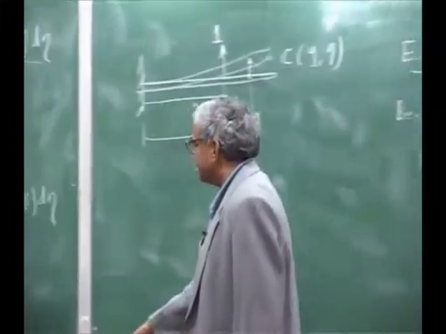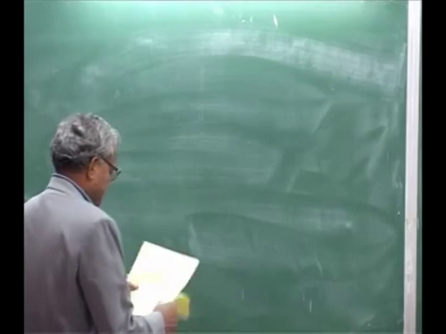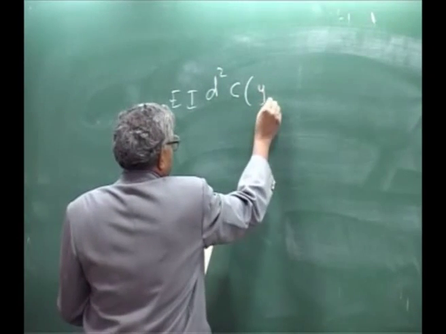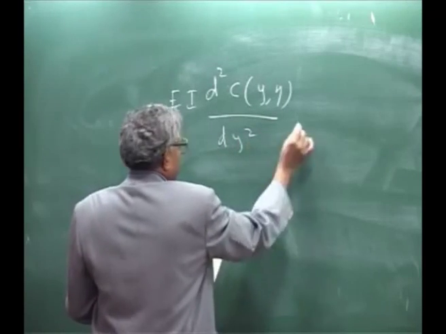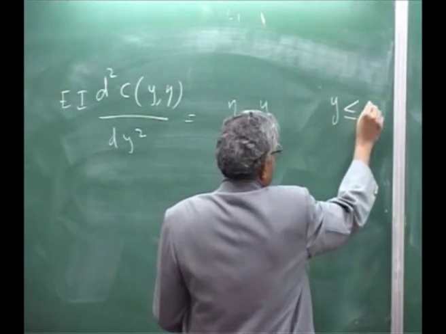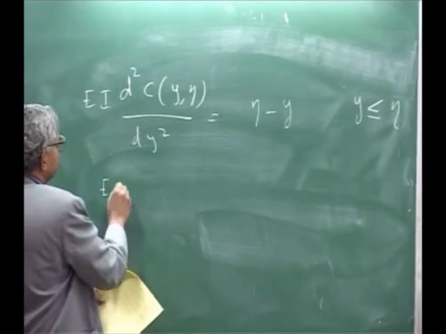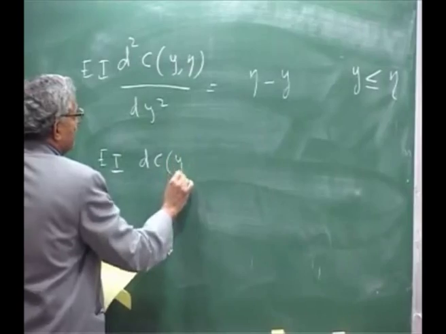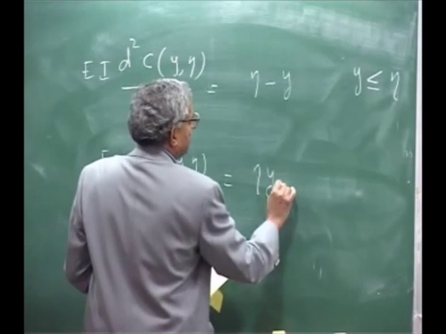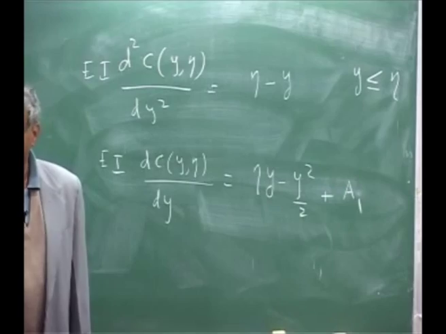Now let us take the first case. The first case is EI d square C by dy square equals eta minus y for y less than or equal to eta. So we solve this part. Now you can get EI dC by dy equals eta y minus y square over 2 plus some constant a1. I am integrating.